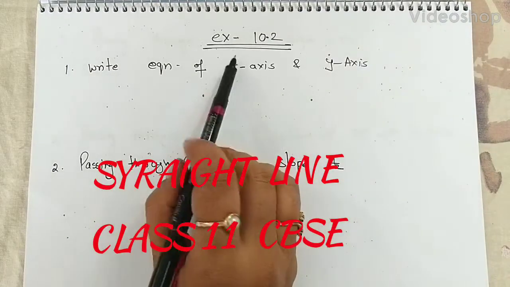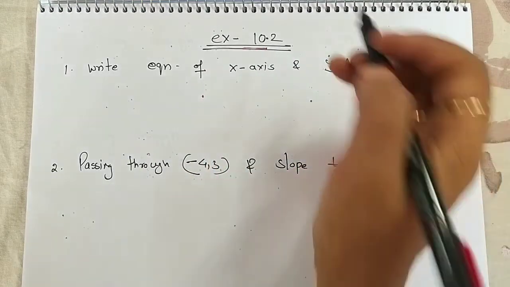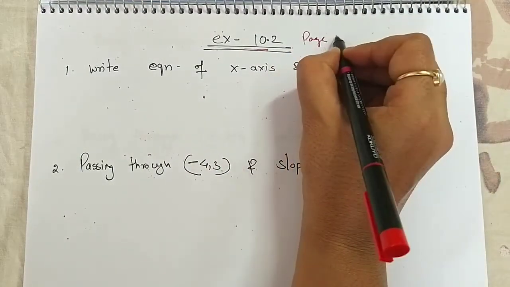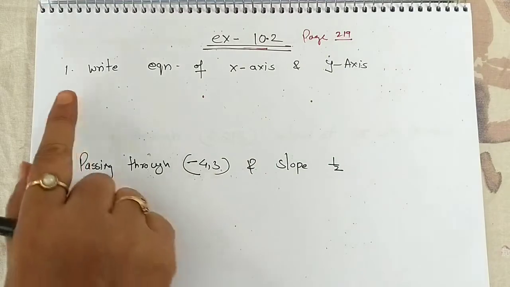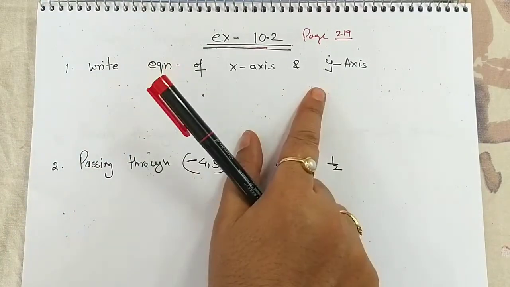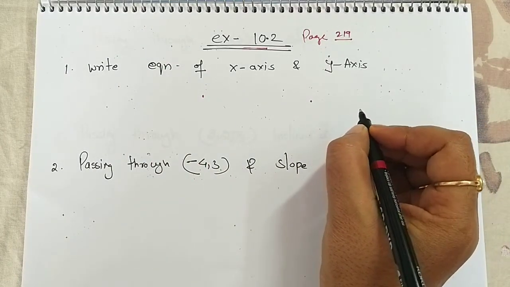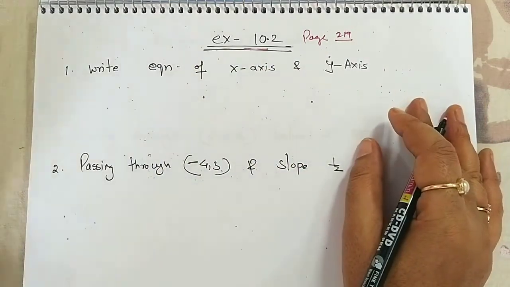Hello everyone, today we will start exercise number 10.2 from NCERT, which you will find on page number 219. So this is the first question. Please watch the whole exercise carefully. Practice to solve questions 2-3 times, and I can guarantee you can try any type of questions.